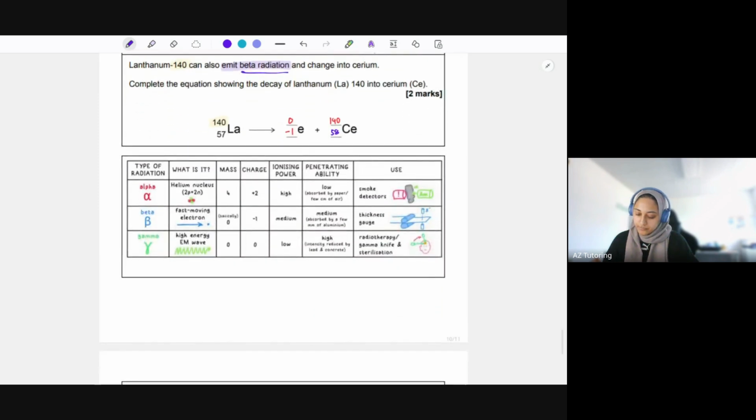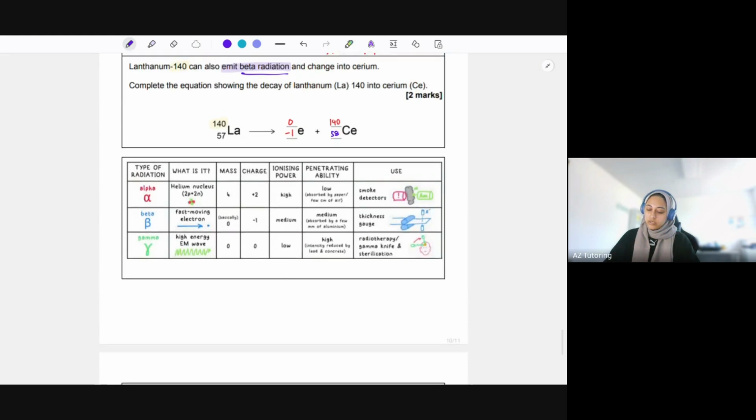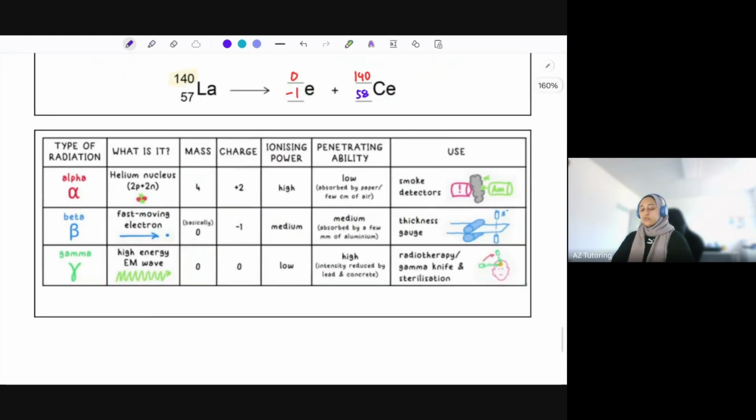Okay, right, so just wanted to cover a little bit about this. Sometimes you're asked to identify if alpha, beta, or gamma is actually happening. So they might tell you that so-and-so radiation got absorbed by paper. Then you'd know it's alpha decay. So make sure you know the properties of each of them.